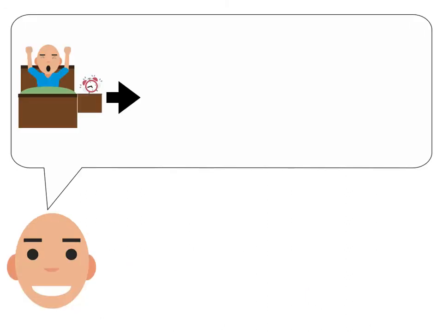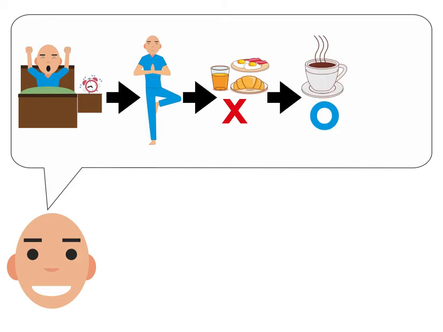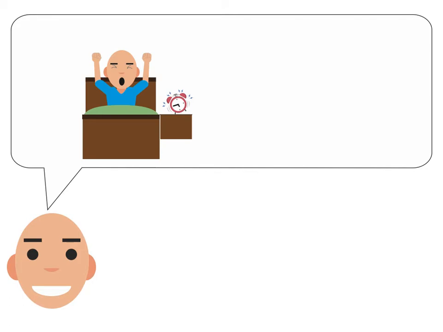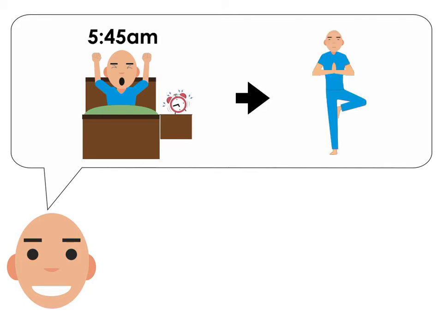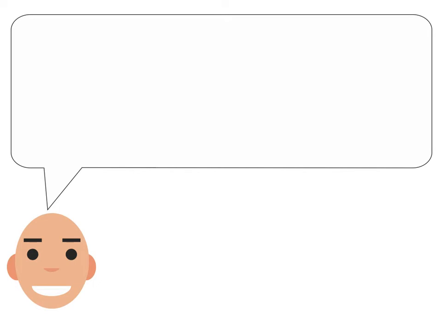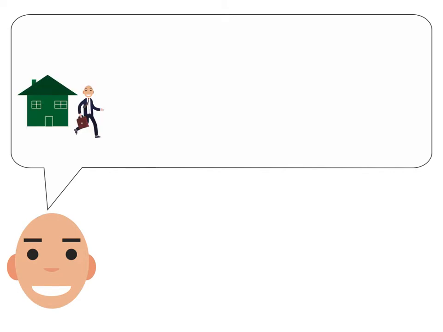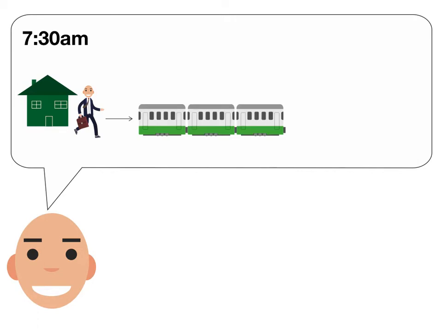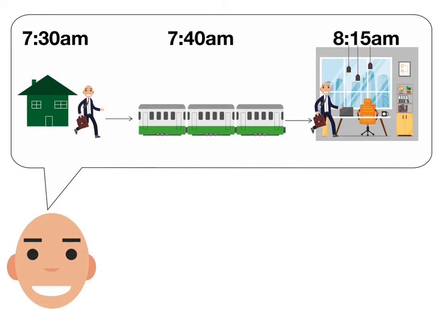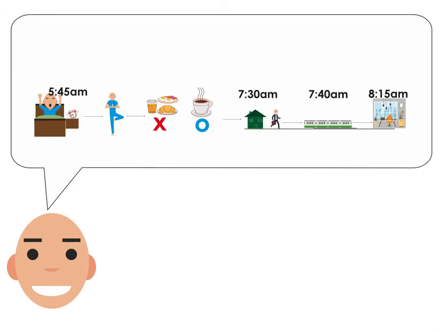I have a regular morning routine. I always wake up at 5:45 and do yoga. I never eat breakfast, but I always drink coffee. I leave my house at 7:30, walk to the station, and catch the train at 7:40. I get to work at 8:15. It's the same every day.